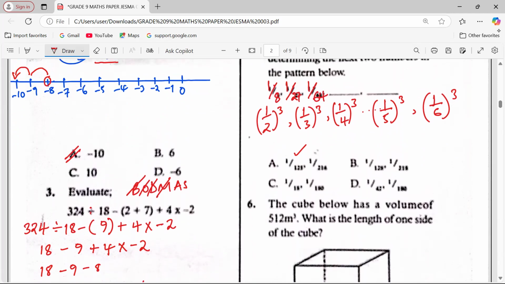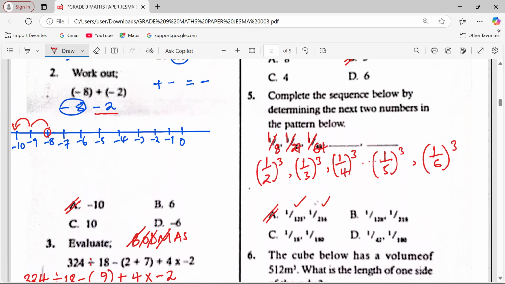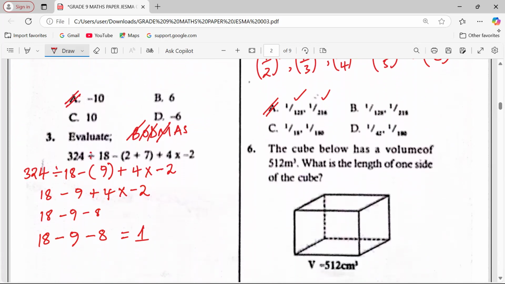And 1 out of 6 raised to power 3 will be 1 out of 216, again as seen here. So the answer becomes part A. So if there was a third term, it would have been 1 over 7 raised to power 3. So it's good as you answer a question on sequences or even series, you understand what is happening in a given sequence. Just discover the pattern, and you shall find yourself on the safe side.